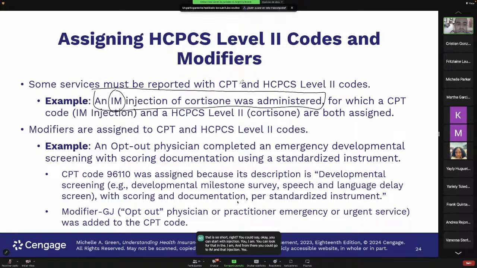Yes. It might say IM, see injection. Okay, then you go to injection. So that one will take you to that one. And then you look for injection. And then doing injection, you'll be able to go back to the IM if that's the case. Okay. And then you're going to look for cortisone. And yeah, that's it. We're done.